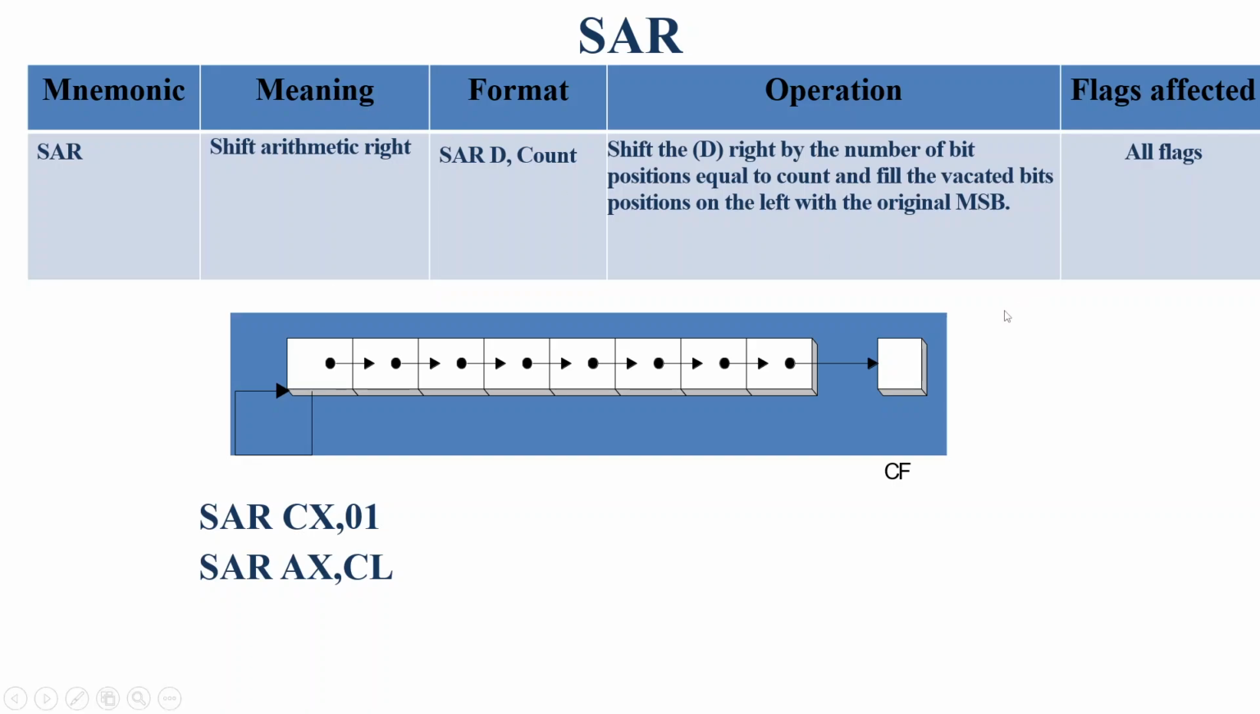Here in this case all the flags will be affected. Here I have shown the representation how the shifting has been done, including a carry flag. The example is same example here also we can take SAR CX comma 01, SAR AX comma CL.